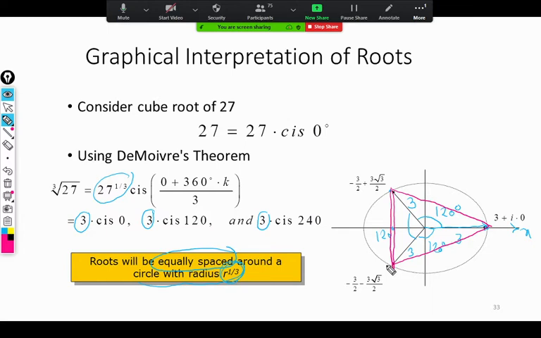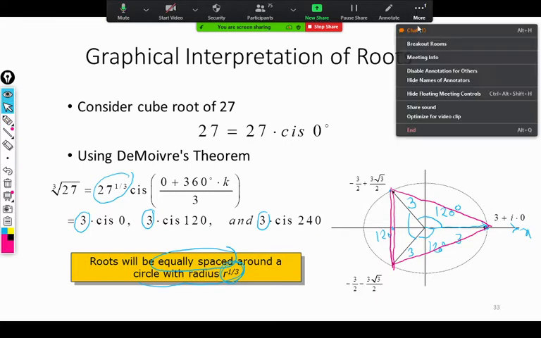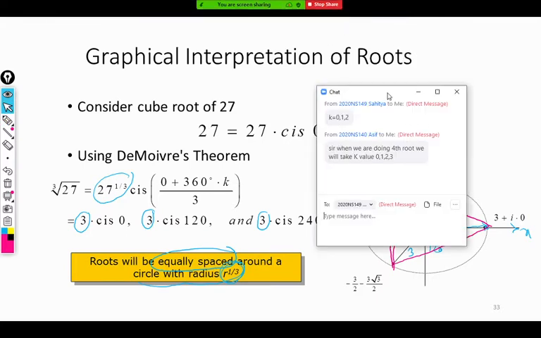If we have 4 roots, we get a square. If 5 roots, we get a regular pentagon, regular hexagon, and so on. That means depending on the number of roots, we get a polygon with that many sides.